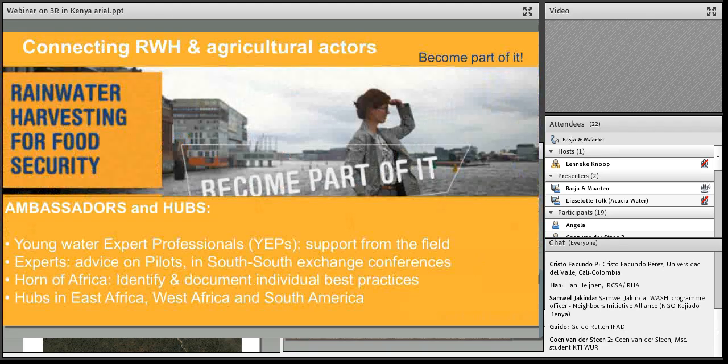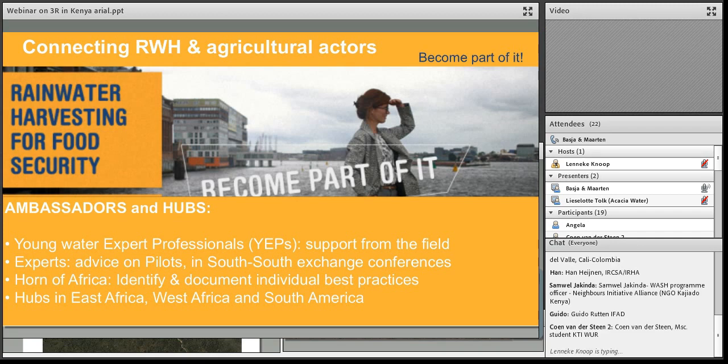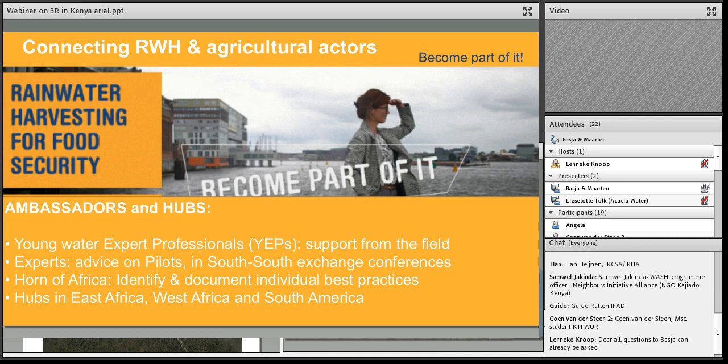What we are currently doing is trying to expand our outreach. And how do we intend to do that? We would like to work with both ambassadors and local hubs, because we really believe in the strength of people to spread the word of our program. The people are the ambassadors, and the networks that we try to build locally are the hubs. We currently have several so-called YEPs working for us in the field. YEPs are young water expert professionals. Next to this, we also work with a large network of experts worldwide, who not only provide our pilots, and those of our partners, with advice, but also promote our program during different conferences and other kinds of events. Next to that, we are also trying now to set up different hubs in East Africa, West Africa, and in South America.